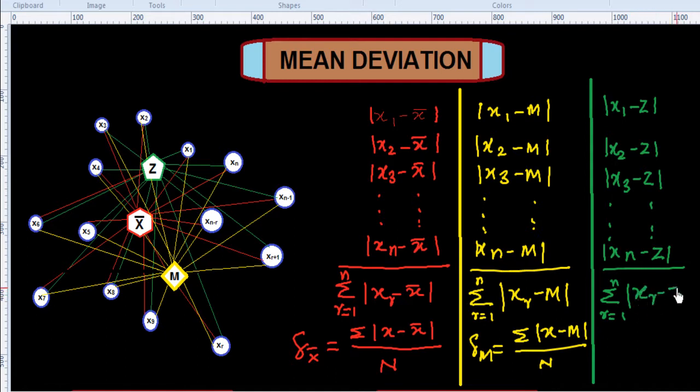of xr minus z. So if you have to find out the mean deviation through mode, we get delta z is equal to summation of absolute x minus z over n. So this is the concept behind the mean deviation. We have defined what mean deviation basically is.